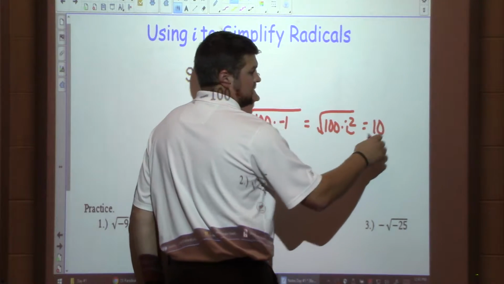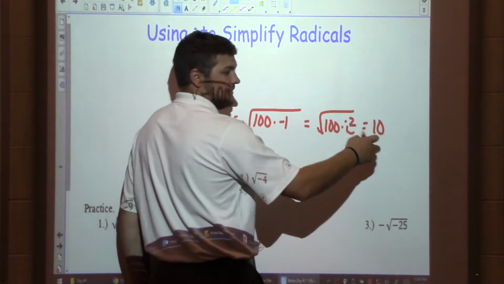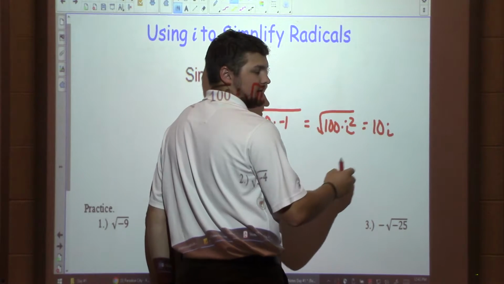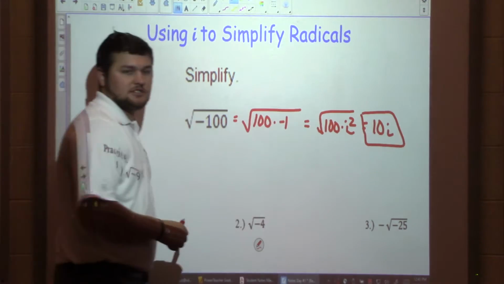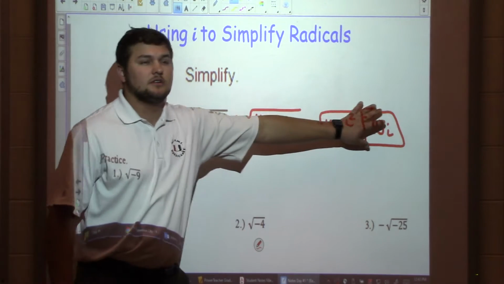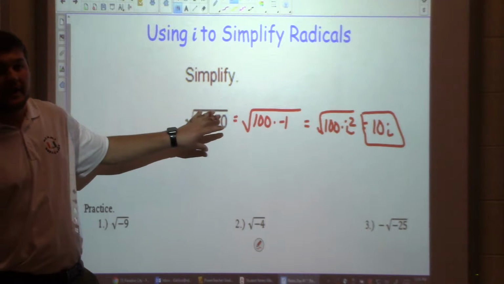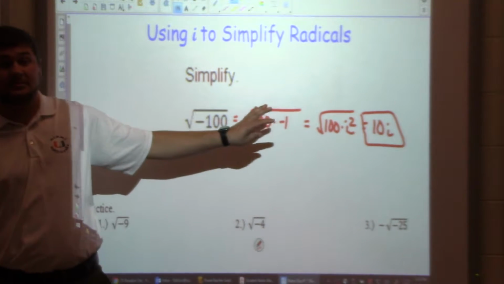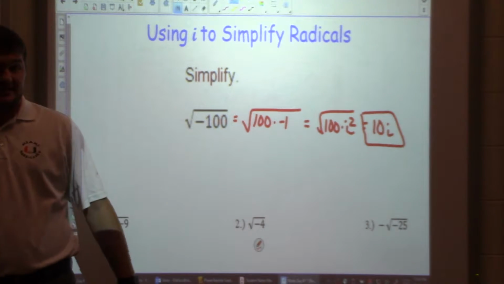What's the square root of i squared? i. Wow. So my answer becomes 10i. Now, once you get really good at this, do you have to write all this out? No, absolutely not. Am I going to write it all out for the first few problems? Yes, just so we can see the process.